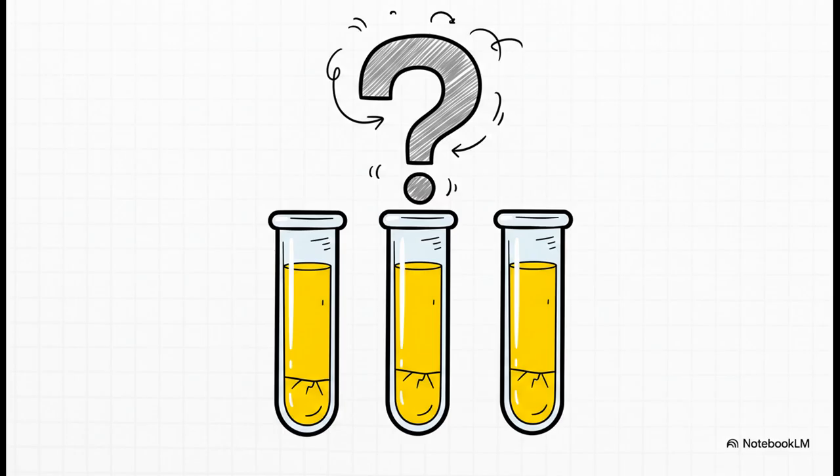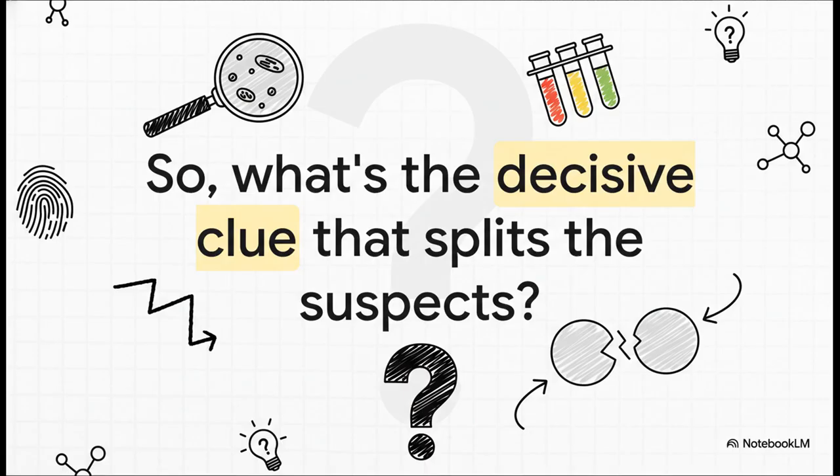But here's the twist. E. coli and Klebsiella give the exact same result, so we still can't tell them apart. We're stuck. We're at a really critical point in this whole investigation. We need a test that's finally going to break these suspects apart. So, what is it? What's the game-changing clue that we've been looking for this whole time?